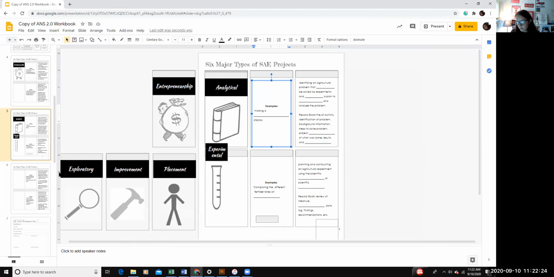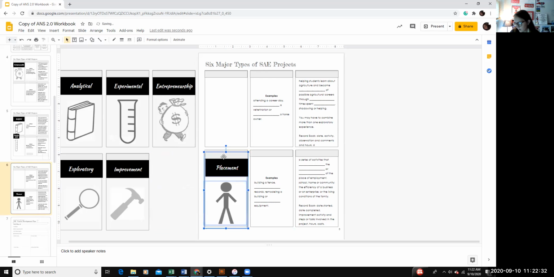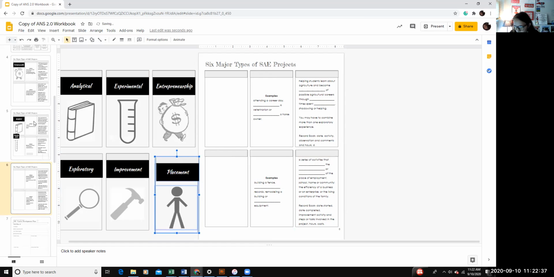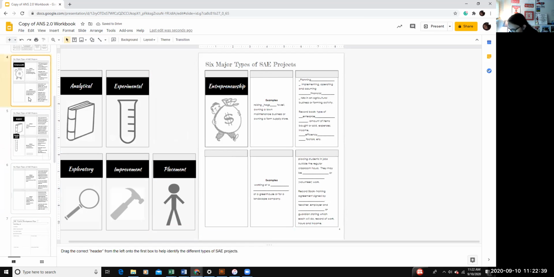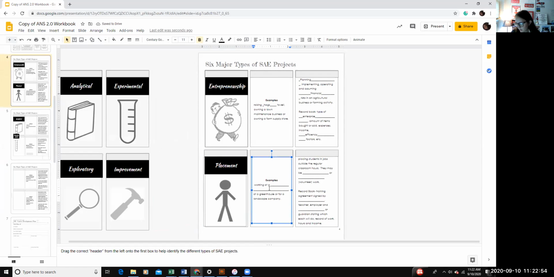And then we go back to the workbook. Y'all can probably do this as a double screen a little bit easier than I can. So placement would go here. Okay, and then you would fill in again the examples here.